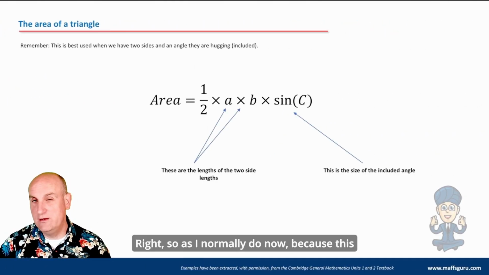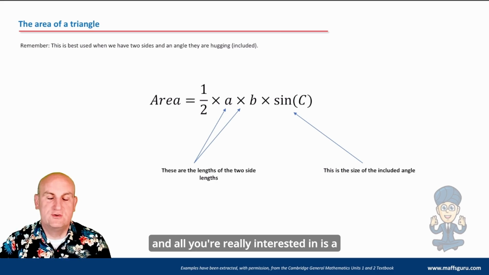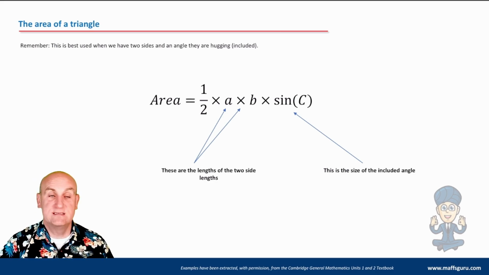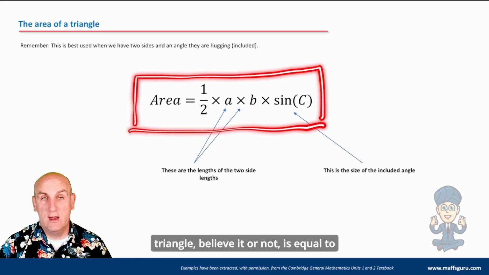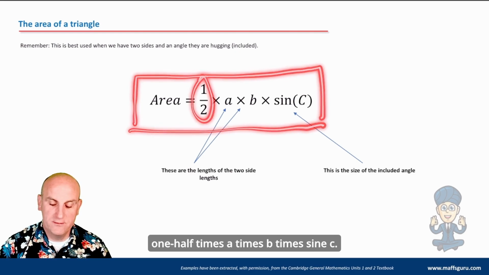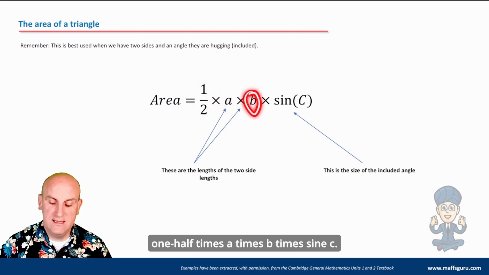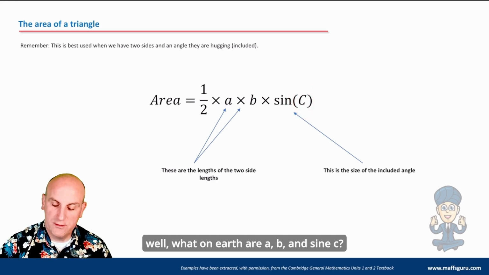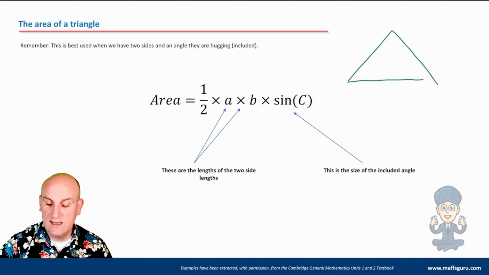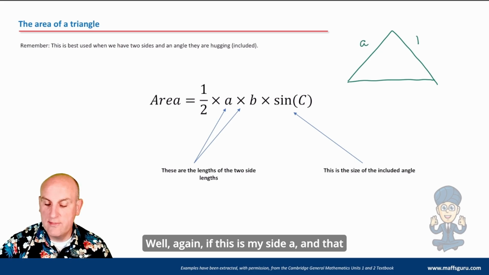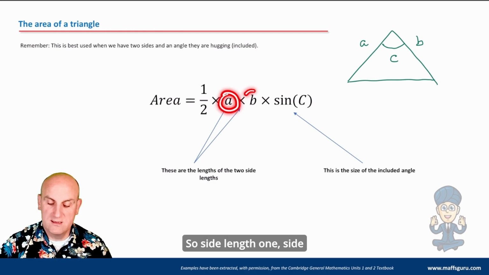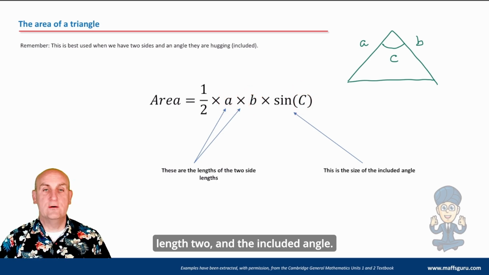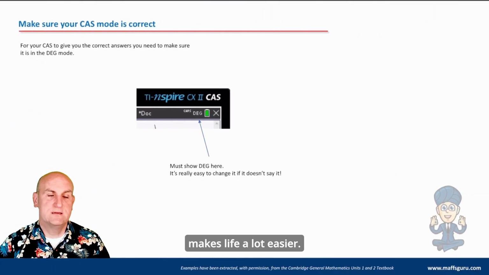Right, so as I normally do, I'll give you the formula. The area of any triangle is equal to 1/2 times a times b times sine C. You're going to ask, what on earth are a, b, and sine C? Well, if this is my side a, and that is b, then this here is capital C, my angle. So, side length 1, side length 2, and the included angle. Again, very much like the cosine rule, it makes life a lot easier.